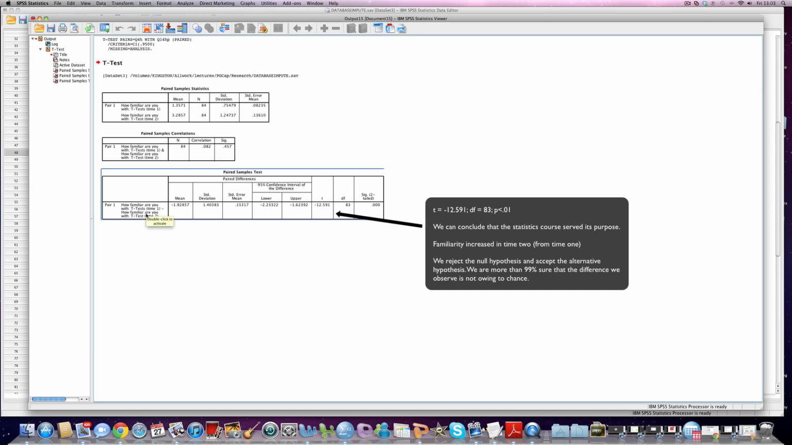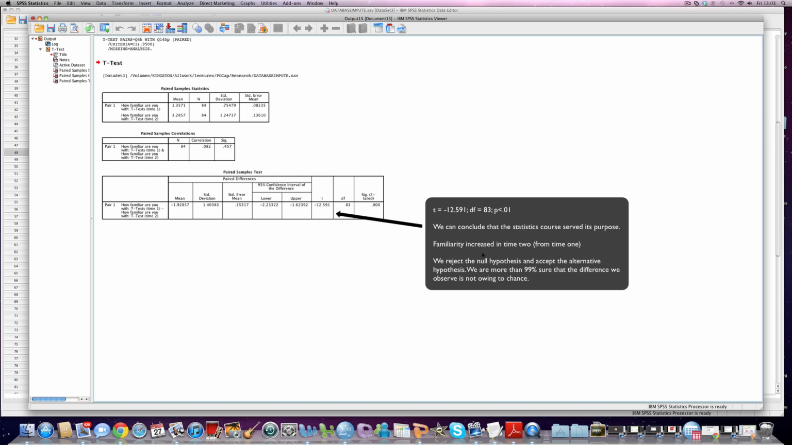Here we subtract time 2 from time 1, which gives us negative 1.92. Essentially this is 1.35 less 3.28. The really interesting statistic here is our t value, which is negative 12.59, with 83 degrees of freedom, 84 minus 1. And with a two-tailed significance test, because we didn't really know whether we were expecting the change to be negative or positive after taking a stats course, we can see that our value is actually less than 0.05.